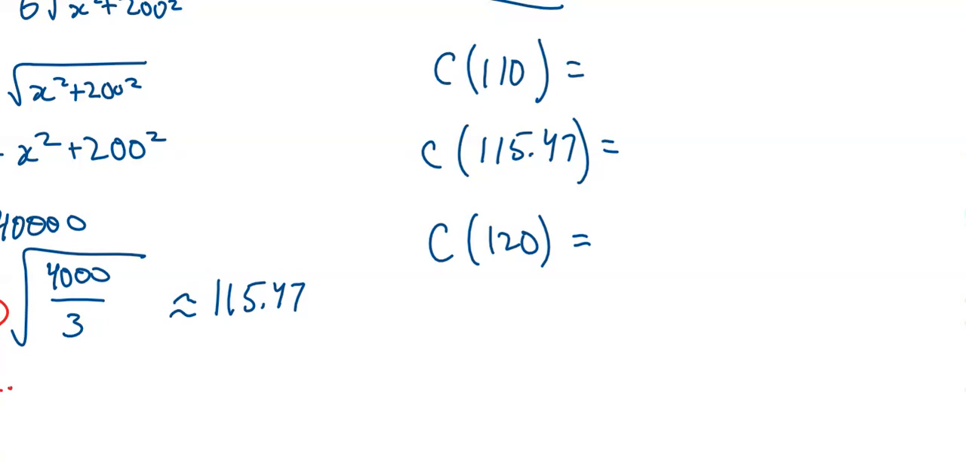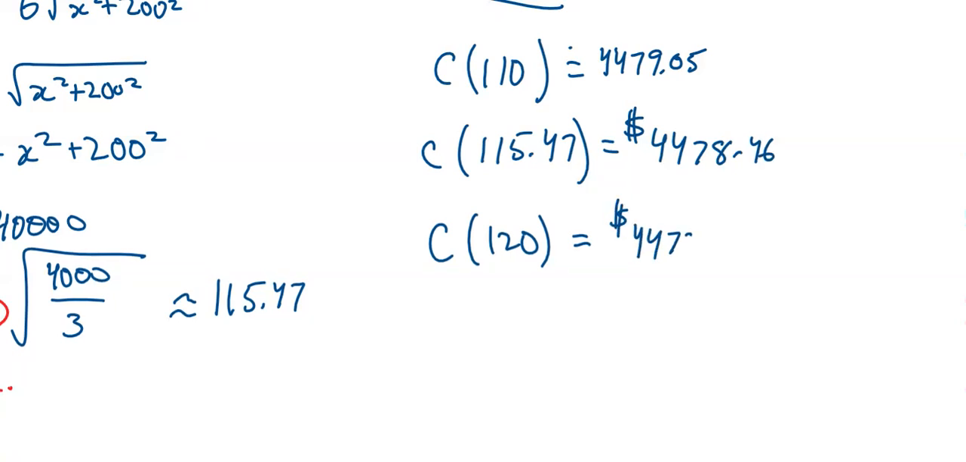But that's what I did. Someday I'll fix it. All right, so this one worked out to about 44.7905. This one worked out to 44.7846, and this one worked out to 44.7886. So there you have it. Looks good to me.